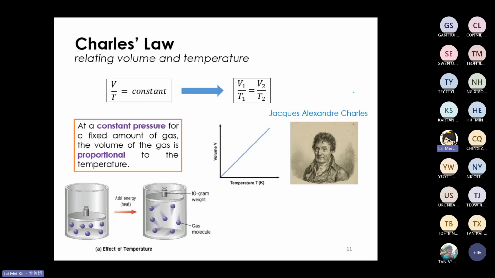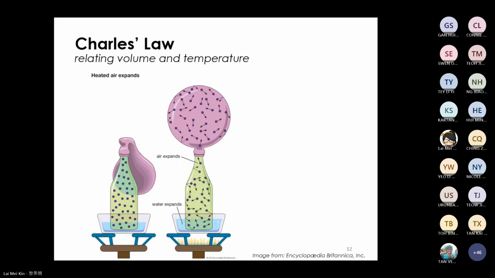Okay, and then next we have Charles' law. Charles' law talks about volume and temperature. When I talk about volume and temperature, my pressure and number of mole are fixed, constant. So this is my equation, V1/T1 equals V2/T2.